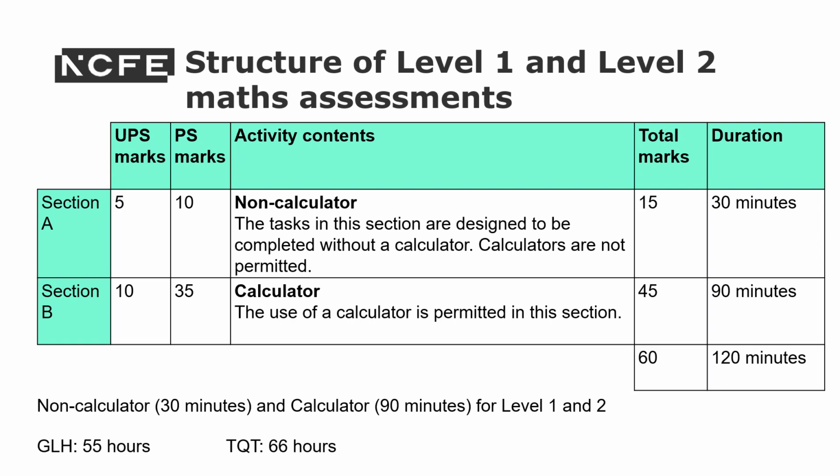I'll reveal. You've got five marks available for underpinning skills in the non-calculator section and 10 available in the calculator section. So it is quite straightforward, as the total number of marks remains at 60.